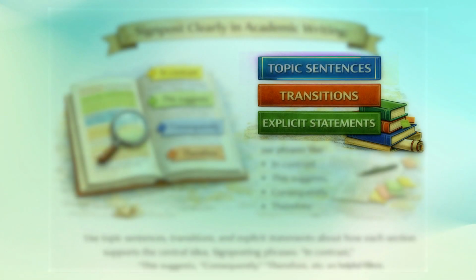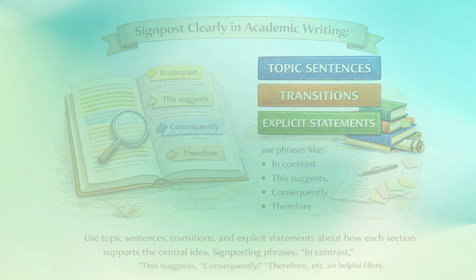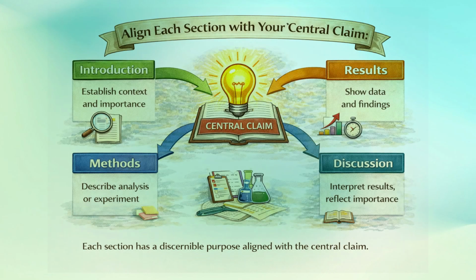Use topic sentences, transitions, and explicit statements about how each section supports the central idea. Signposting phrases like in contrast, this suggests, consequently, therefore, etc. are helpful fillers which work as signposting statements to begin any topic sentences. Remember that one must ensure each section has a discernible purpose aligned with the central claim.